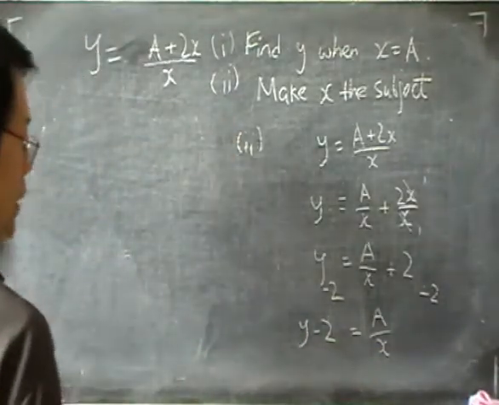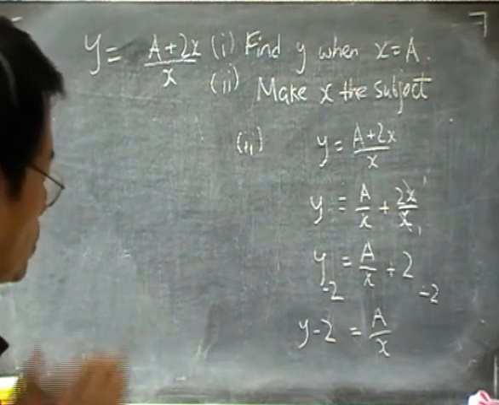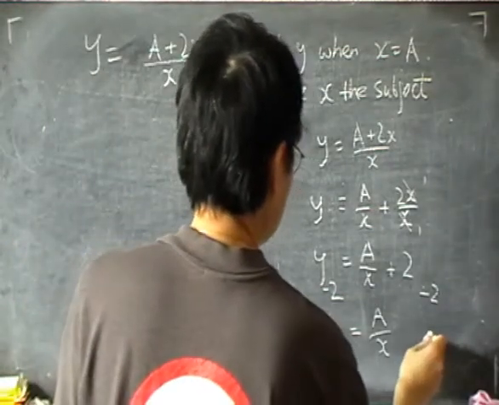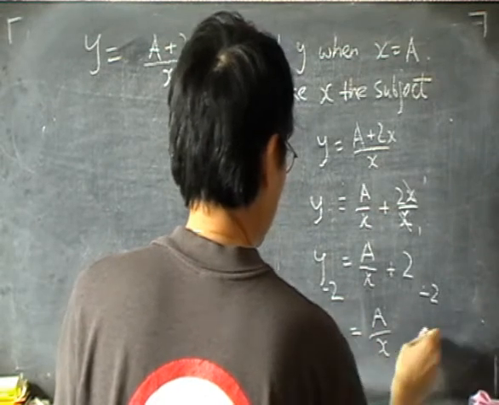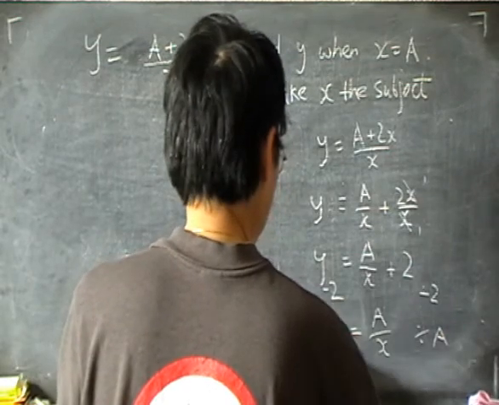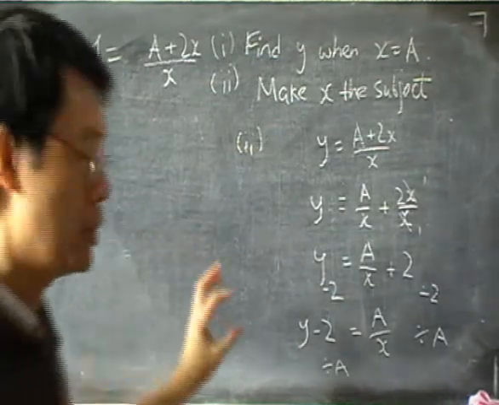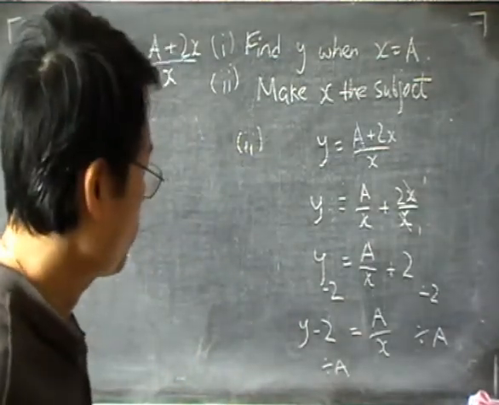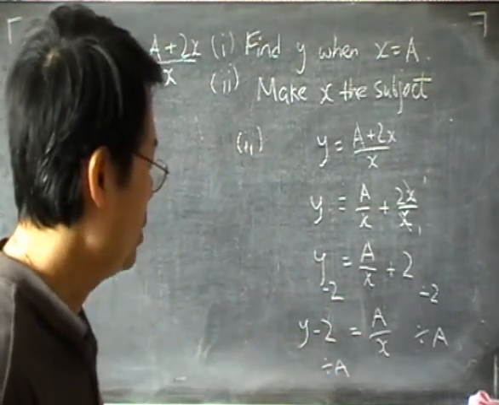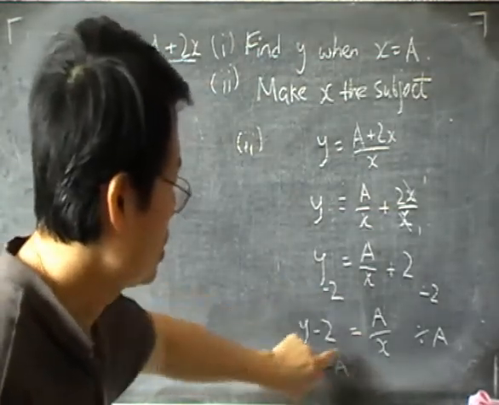Okay, let me continue over here. Now to get rid of the a, I can divide both sides by a. Divide this side by a, divide this side by a. Now we have to be careful when we do this. On the left side, when I divide y minus 2 by a, we must not just divide the 2 by a. We have to divide the whole thing by a.